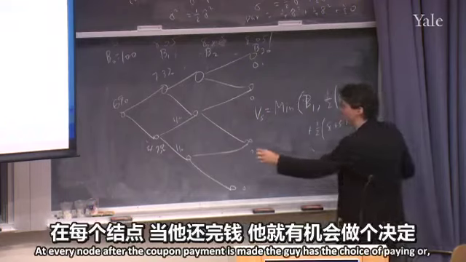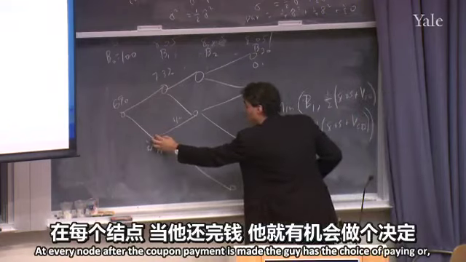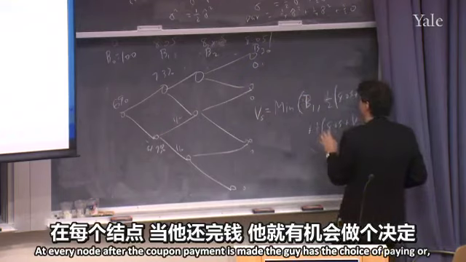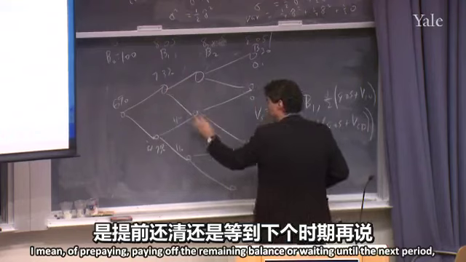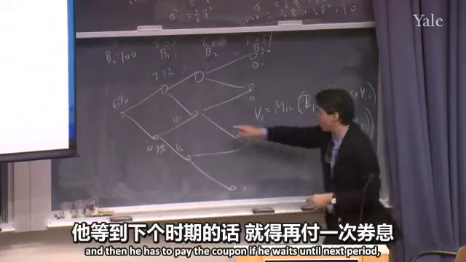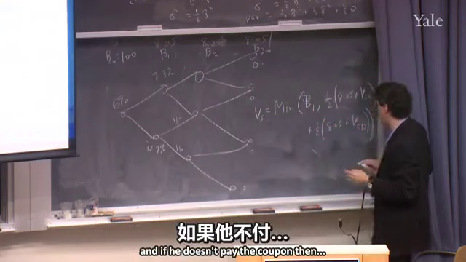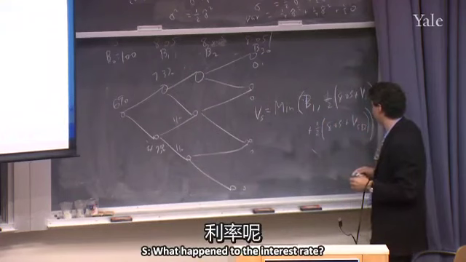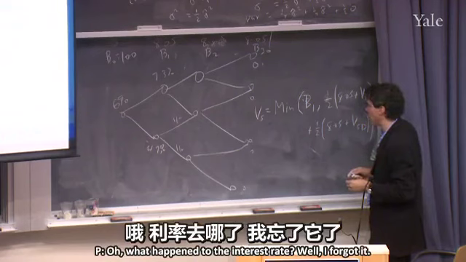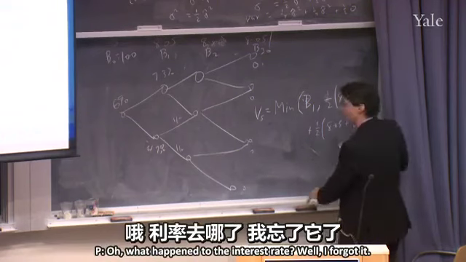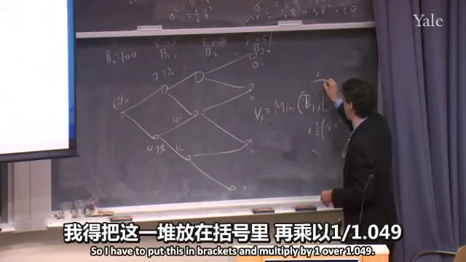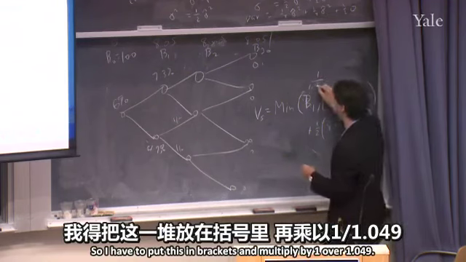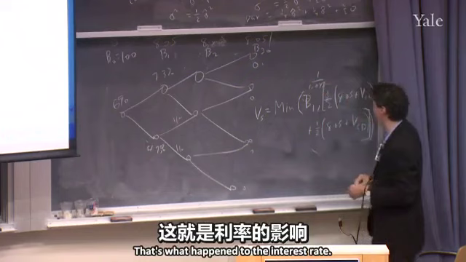It couldn't be simpler. At every node, after the coupon payment is made, the guy has the choice of prepaying, paying off the remaining balance, or waiting till the next period. And then he has to pay the coupon if he waits till next period. What happened to the interest rate? Well, I forgot it. So thank you. So I have to put this in brackets and multiply by 1 over 1.049. That's what happened. The interest rate, I just forgot it.